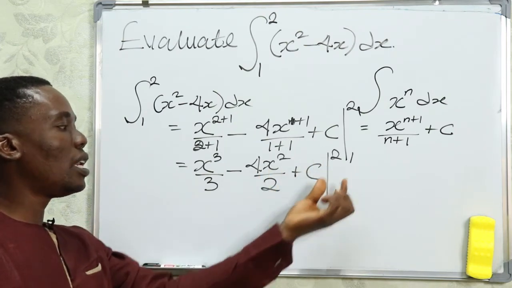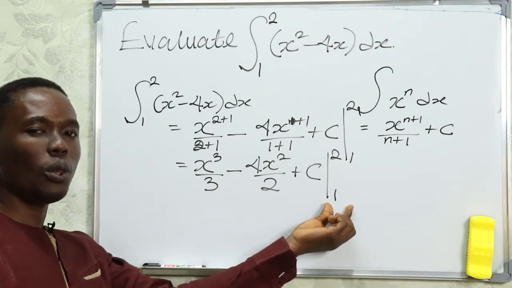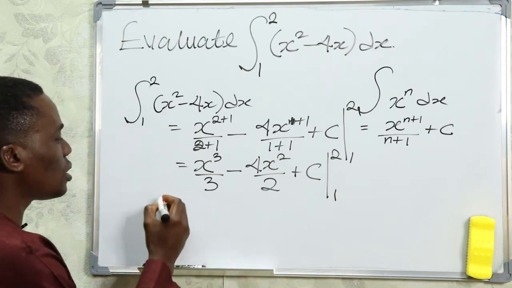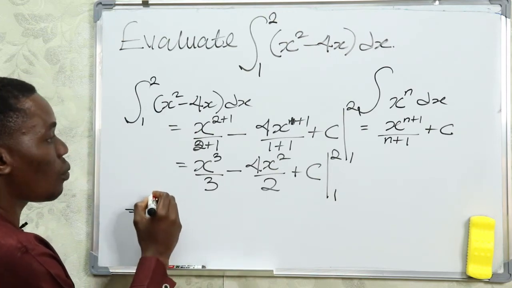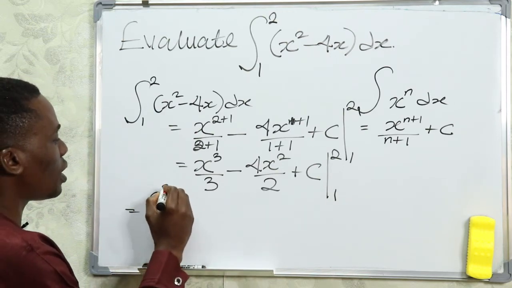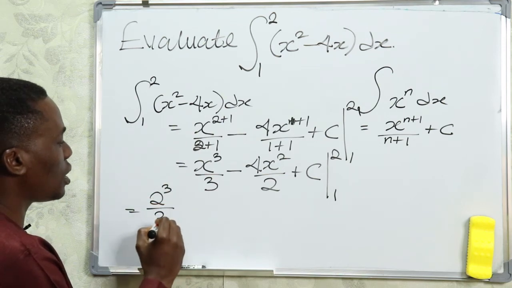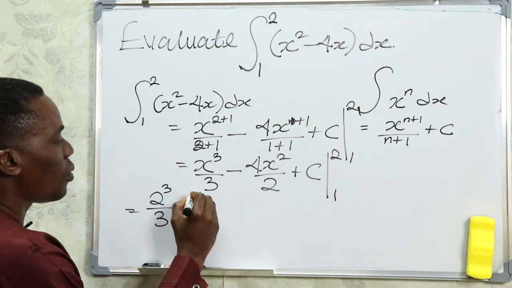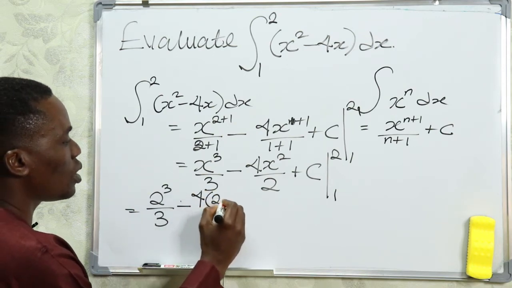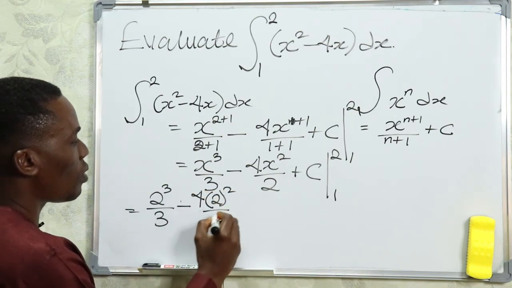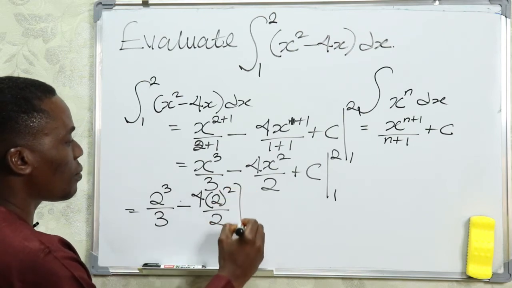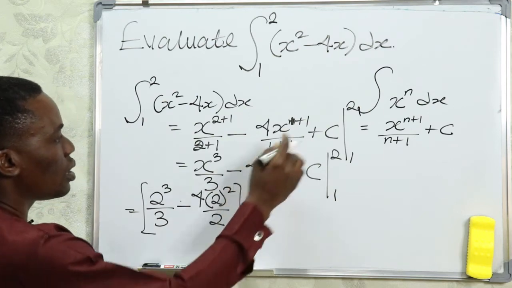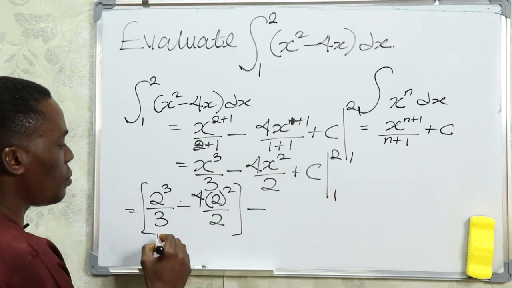Let's take the upper limit and subtract the lower limit from it so as to get our proper integral value. So to do this, we are going to have 2 raised to power 3 divided by 3 minus 4 into brackets 2 raised to power 2 all over 2. That is the first limit, minus the second limit. This is the upper limit.